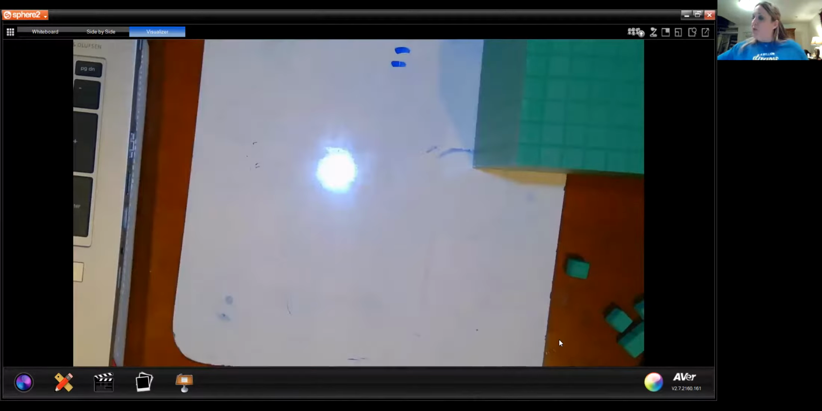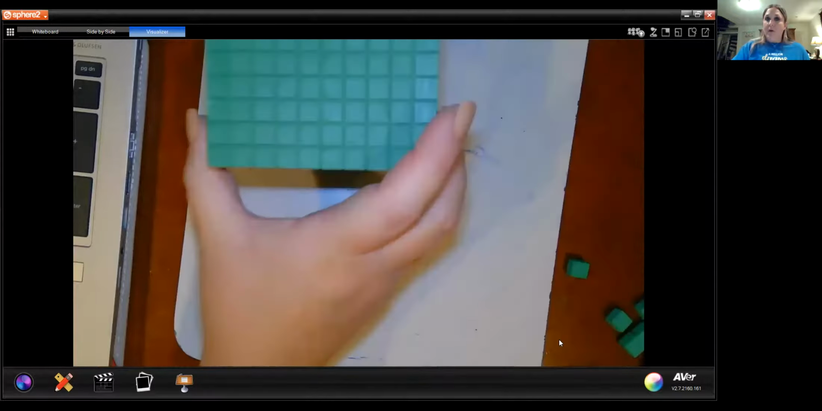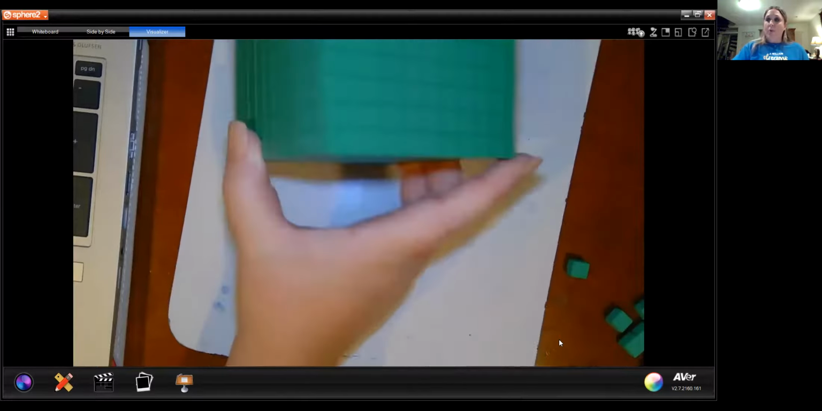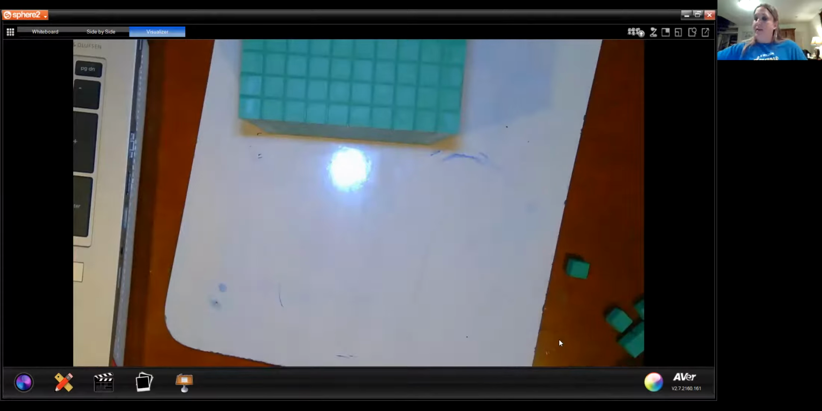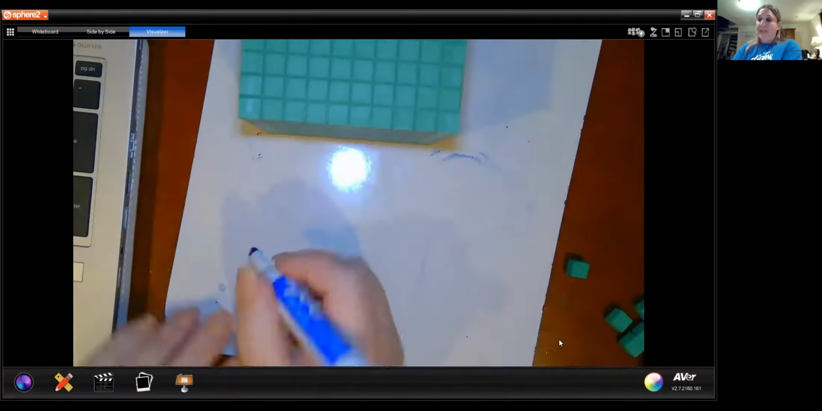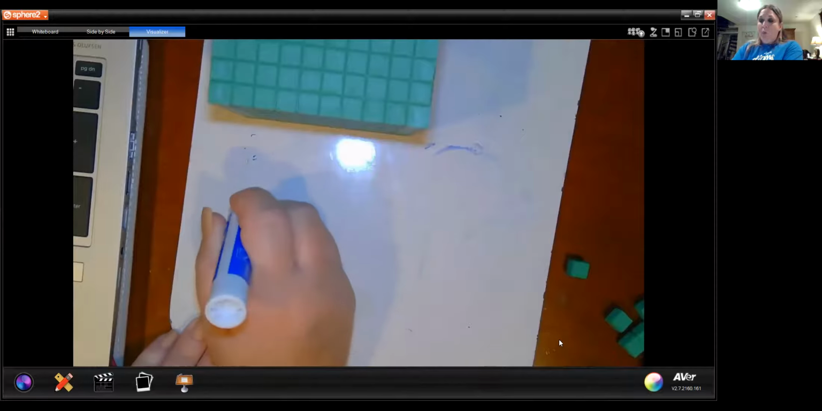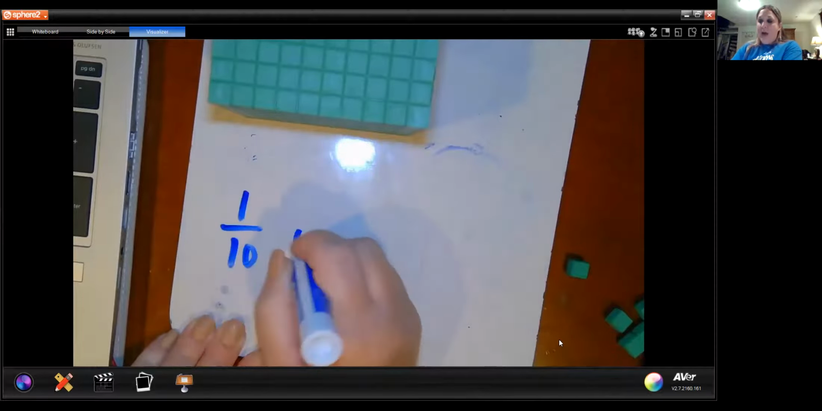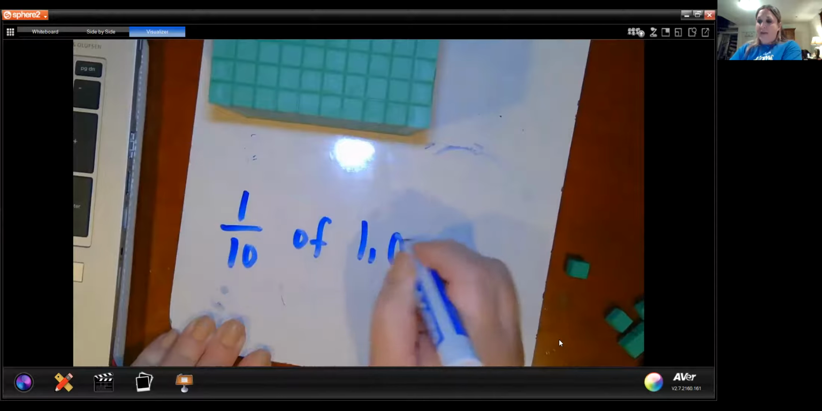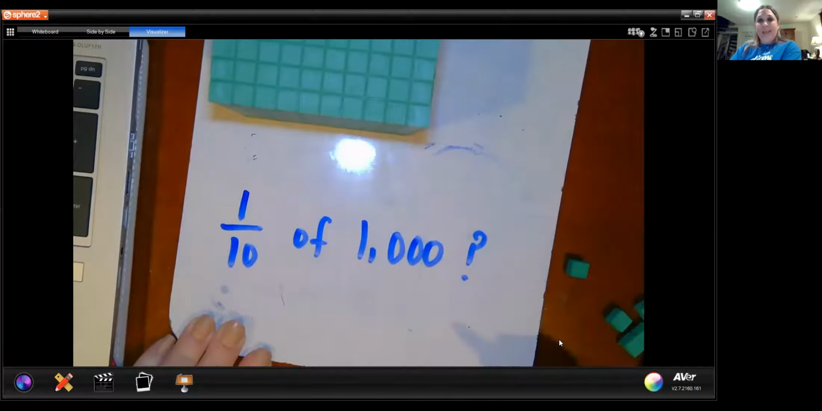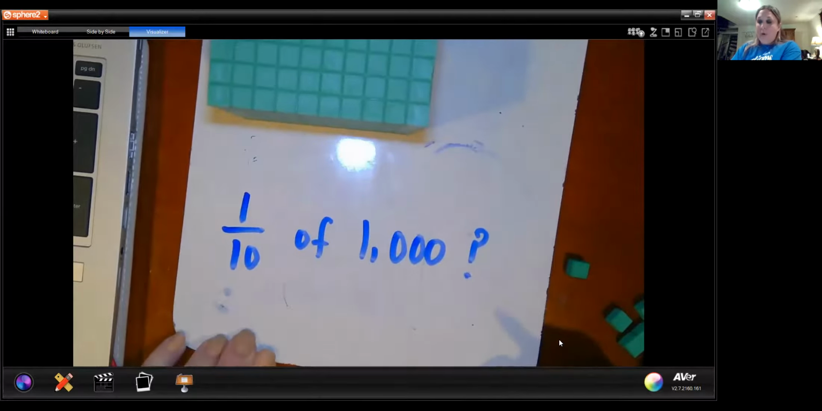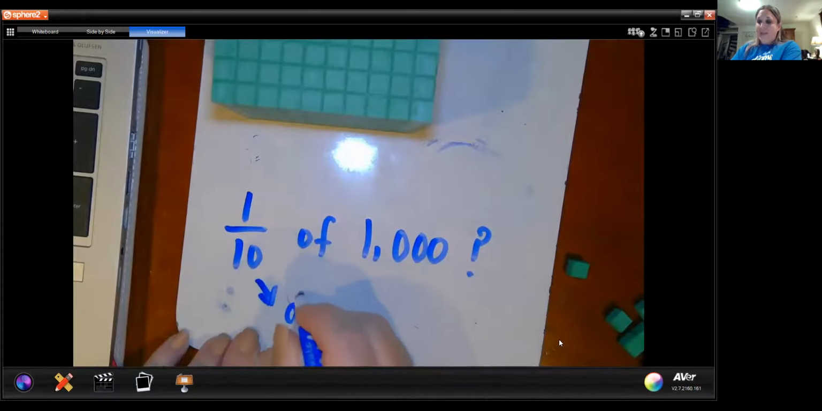Now we have to move backwards. So I have the number 1,000, and my problem is asking me, what is 1/10 of 1,000? What is that asking you? Well, remember, 1/10 means to divide by 10.